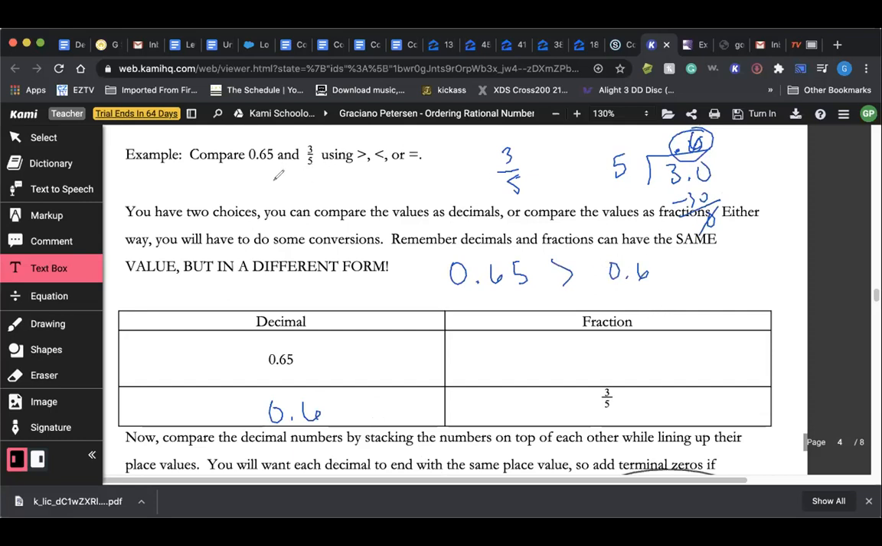How do we change this decimal into a fraction? That's the next thing we need to do. How do we turn a decimal into a fraction?